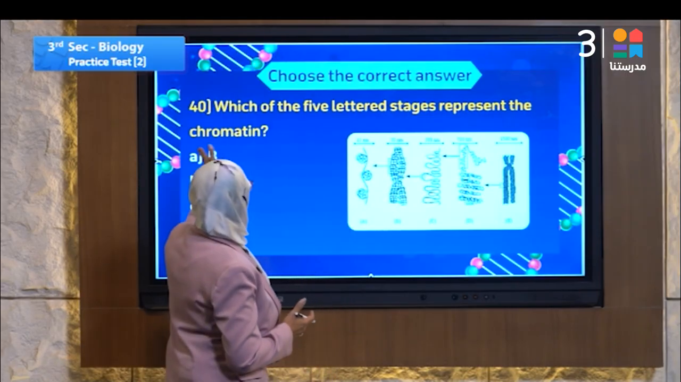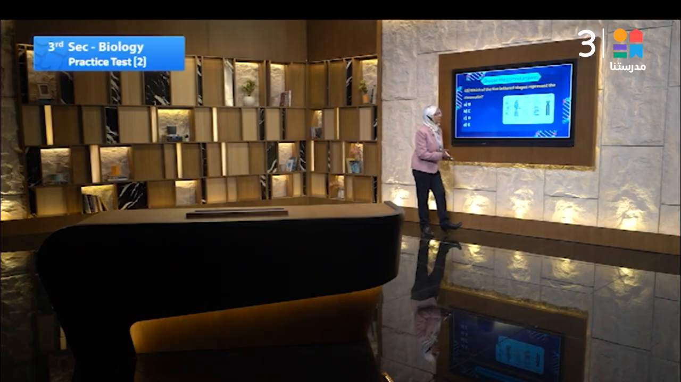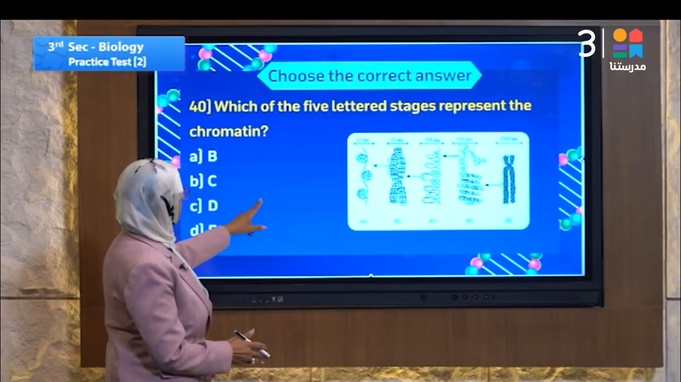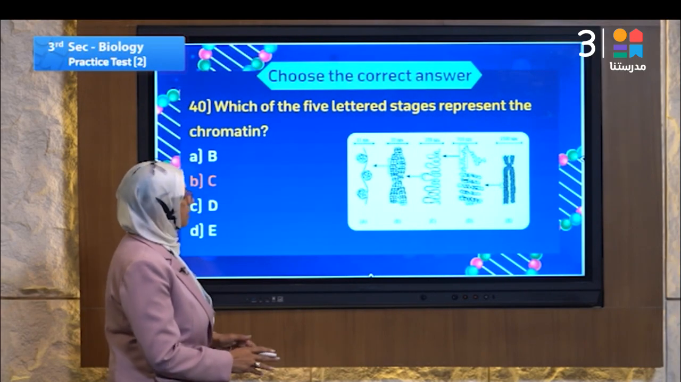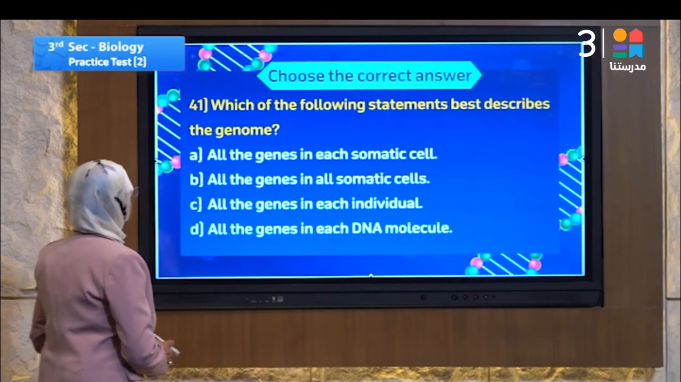Let's go to the question. 40. Which of the 5 lettered stages represents the chromatin? We labeled it before, so the chromatin is number C. We find the answer B. Chromatin is number C. Let's go to 41.